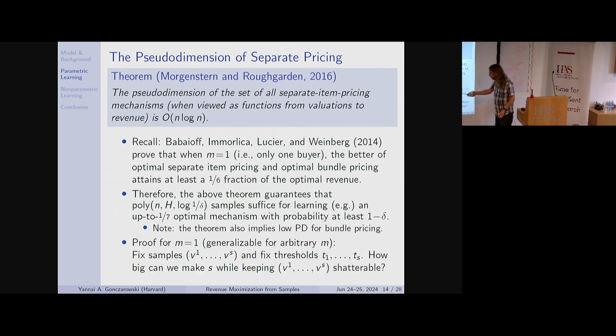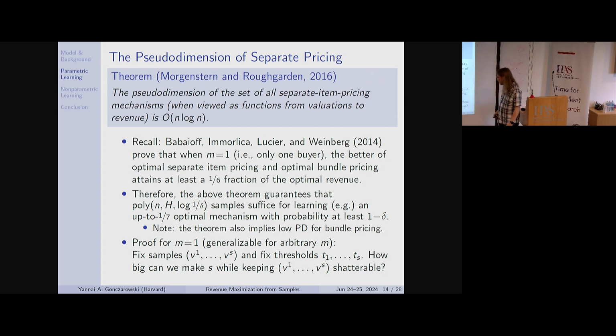Okay, so let me give you the proof. I'm going to prove it for m equals 1. If we have time, I'm going to hand wave to you why it holds for m greater than 1. It's essentially the same proof with more details. Fix samples v1 through vs, and this is going to be the set capital Y. Fix the thresholds t1 through ts. These are going to be the thresholds.